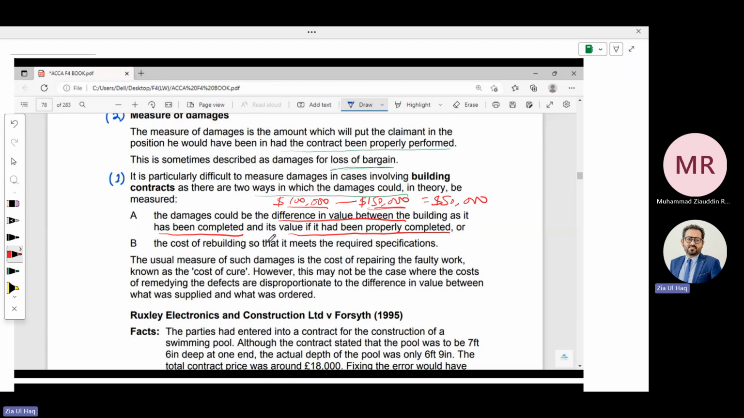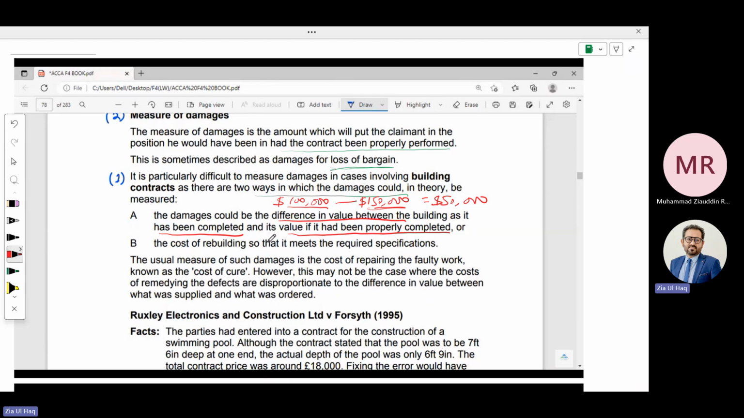The contract was to complete the building, say, on 1st of January. But on 1st of January, he completed 60%. The value of the 60% building is 100,000, while if it was completed 100%, the value would be 150,000. So what damages does he need to pay? The difference between the value if it had been properly completed and the value of what has been completed.